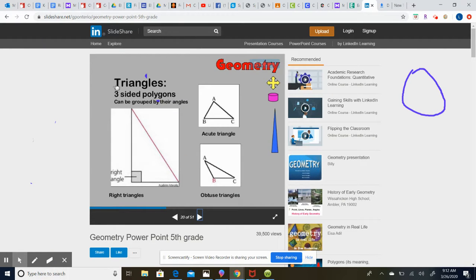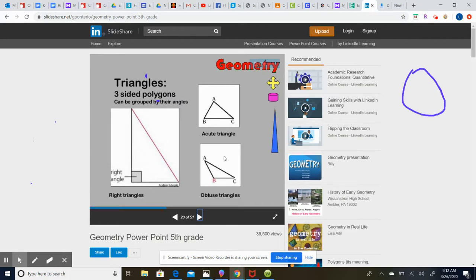And so with the triangle, we have 3 different types of triangles that we need to focus on. There are other kinds, but we need to be thinking about the right triangle, which has that right angle, which if you remember from yesterday, means it's 90 degrees. It can't be 89. It can't be 91. Right angles are only 90 degrees.